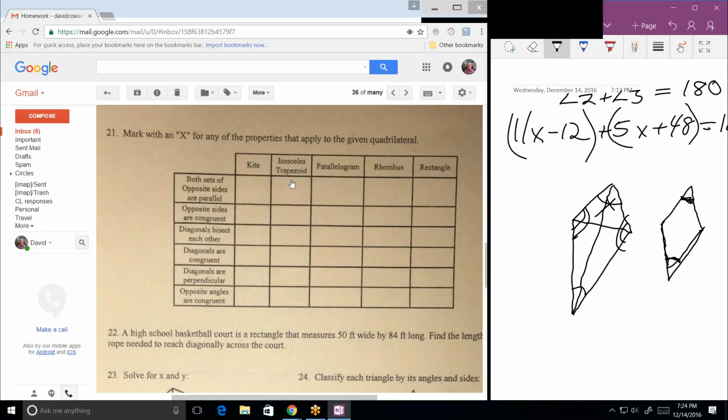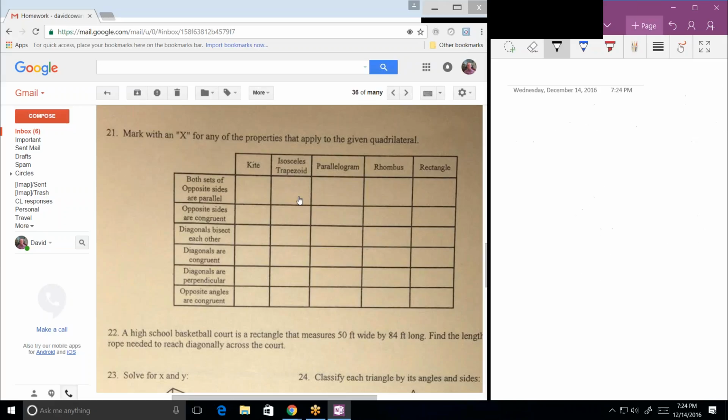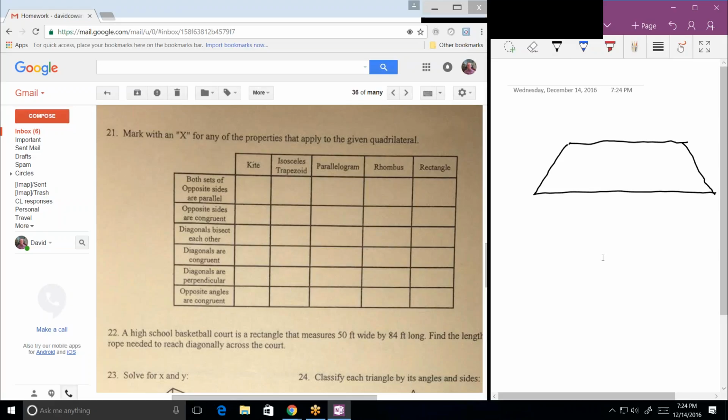All right, let's look at an isosceles trapezoid. Here, let me draw it. When I draw these, this is what you should do also. Rather than trying to figure it out from the picture that's in your brain, draw one. And then it's really much easier to answer each of these questions.